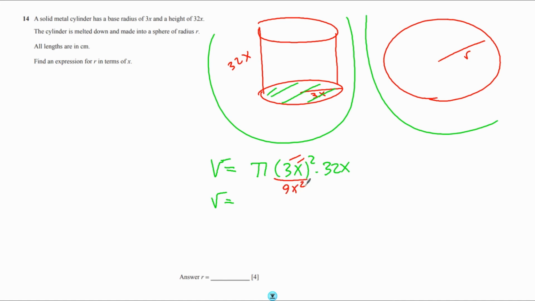You need to square both of them because both of them are inside the bracket. Do not forget to put the bracket there because we are talking about radius squared. So the radius is 3x, and that is what is squared.